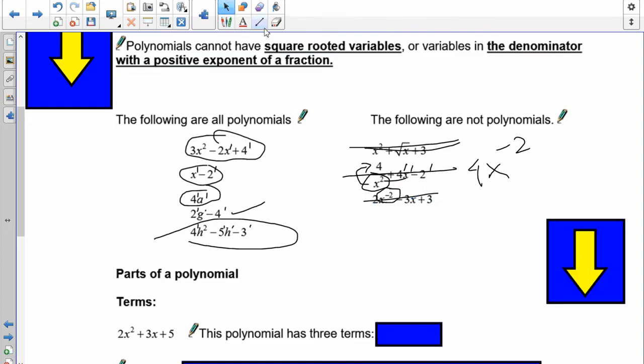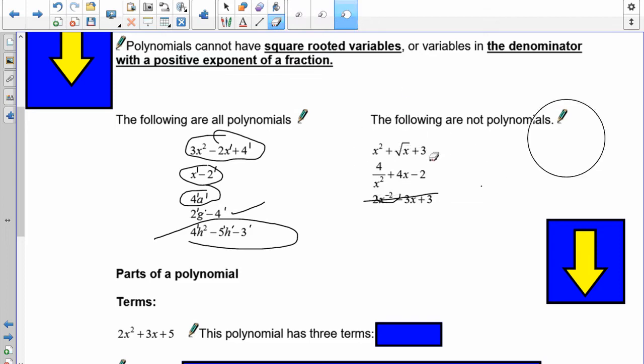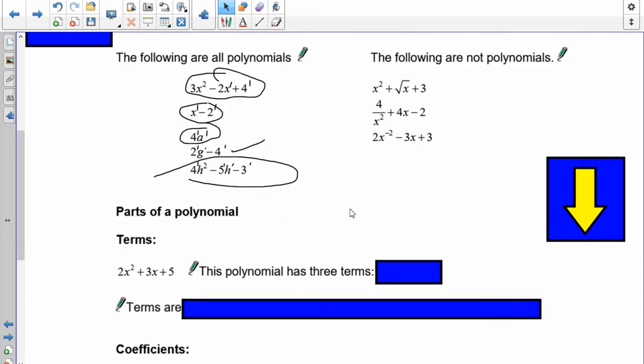So each one of these examples violates the rule. All right. This one here has an exponent which is square rooted. That's the exponent which is square rooted. The variable is square rooted. Here we see the variable has a power which is positive in the denominator, which is not allowed. And of course, negative 2 to the negative 2, that's a negative exponent, which is not allowed. So those are the rules.